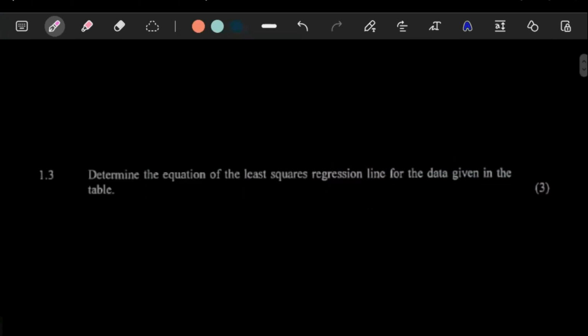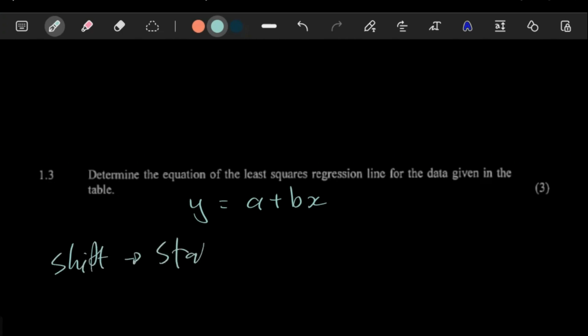1.3 says, determine the equation of the least squares regression line for the data given in the table. So for the equation of the least squares regression line, you're going to say y is equal to a plus bx. Now, obviously, to get a and b, we can use our calculator. So let's write that down. You're going to press shift, then stat, and then press 5 for reg.